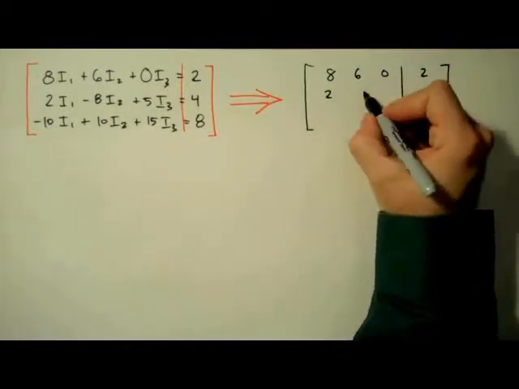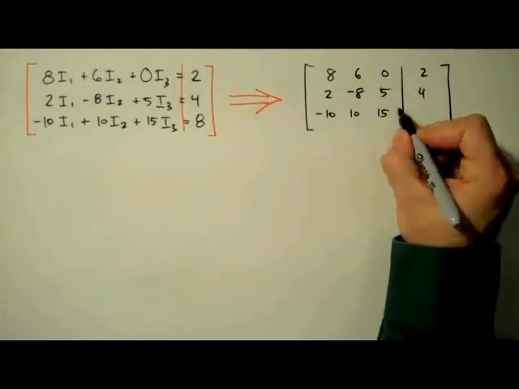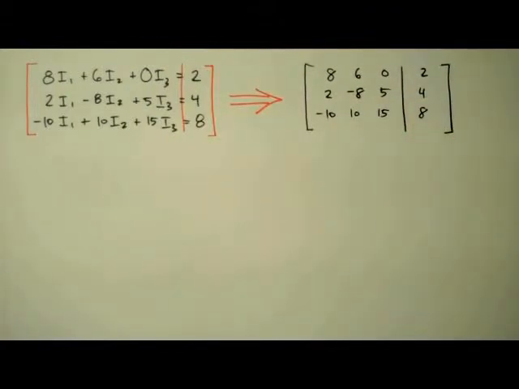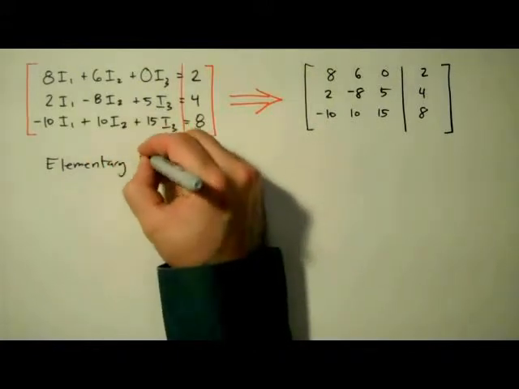In the second row we have 2, -8, 5, and 4. Third row, -10, 10, 15, and 8. Now before we attempt to transform this 4x3 augmented matrix to row-reduced echelon form, we need to familiarize ourselves with the three tools associated with this technique.